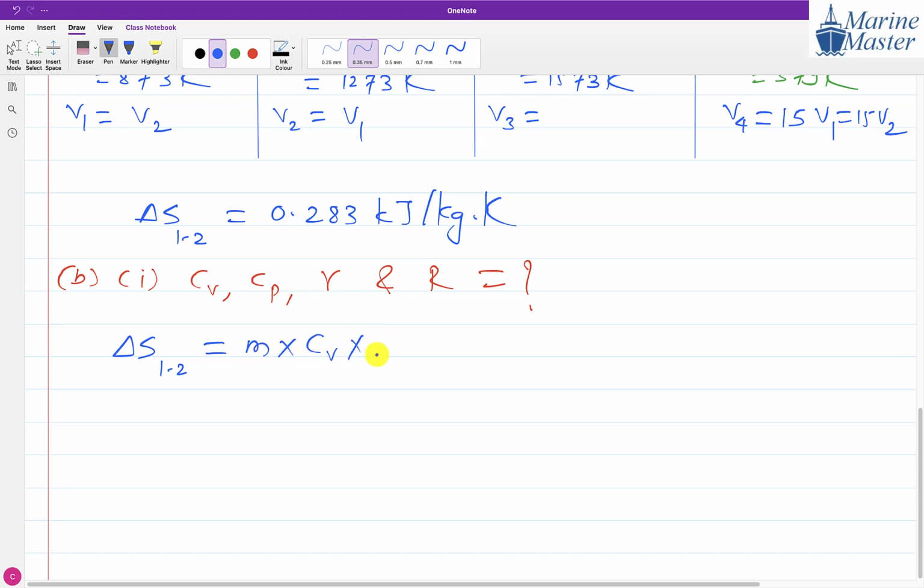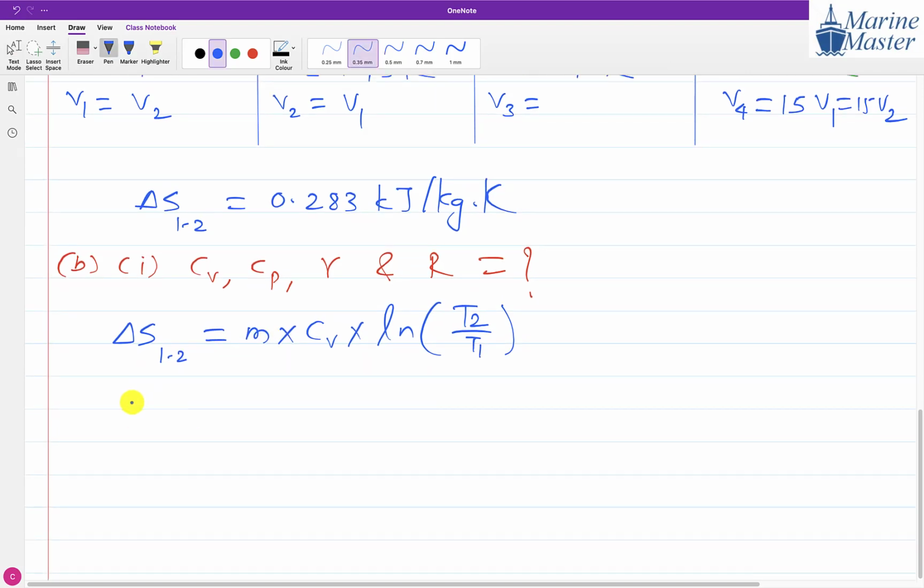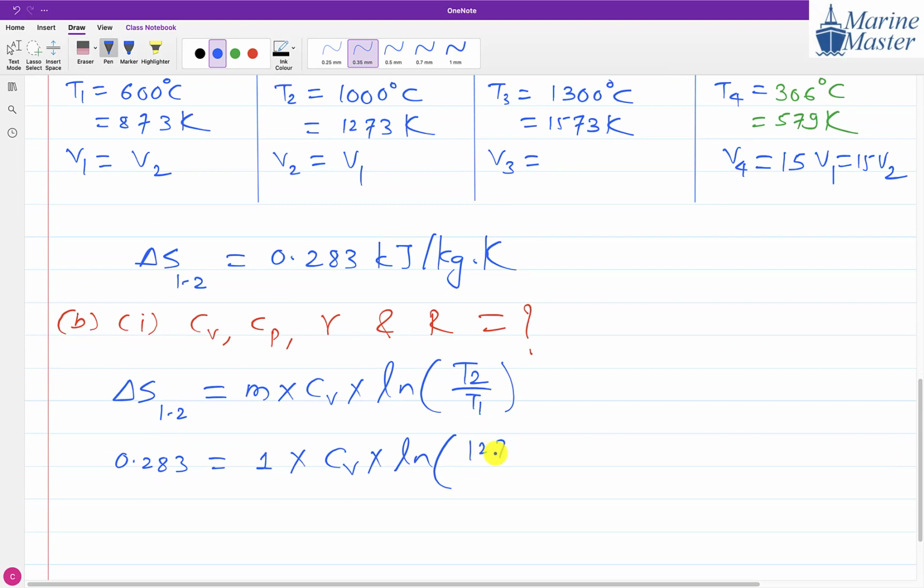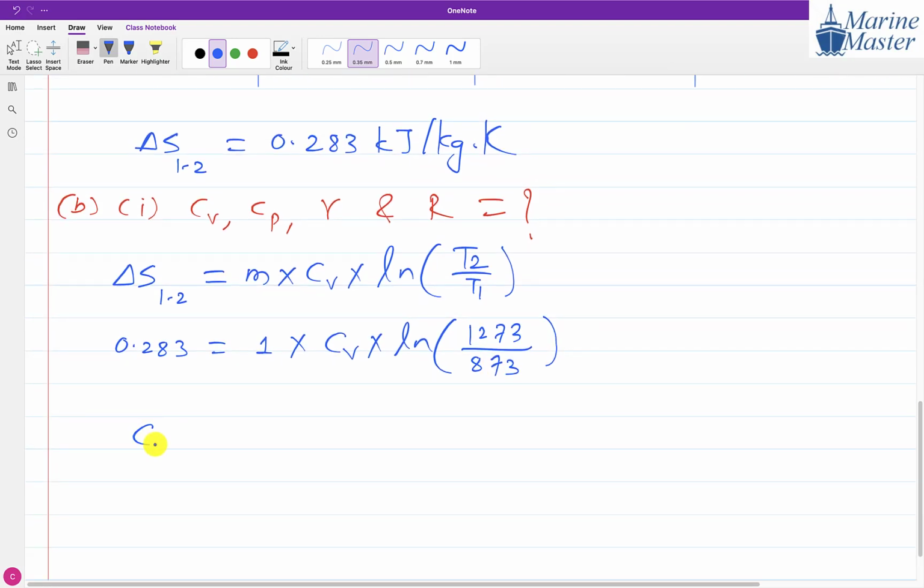m CV ln of T2 by T1. This is specific entropy, so mass will be 1 kg. So 0.283 equals 1 kg times CV, which we don't know, times ln of T2 by T1. T2 is how much? 1273. Don't take values in degrees Celsius; always take values in Kelvin here. T1 is 873. If you do the calculation, we will get the value of CV.